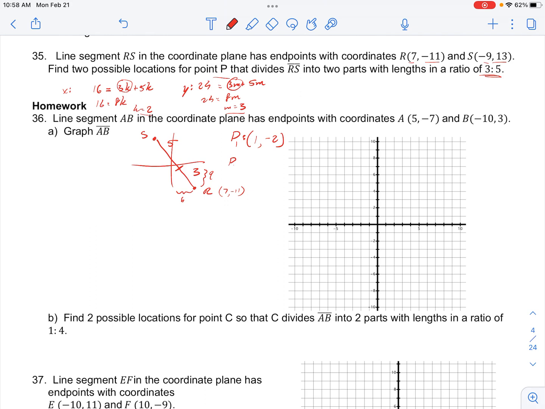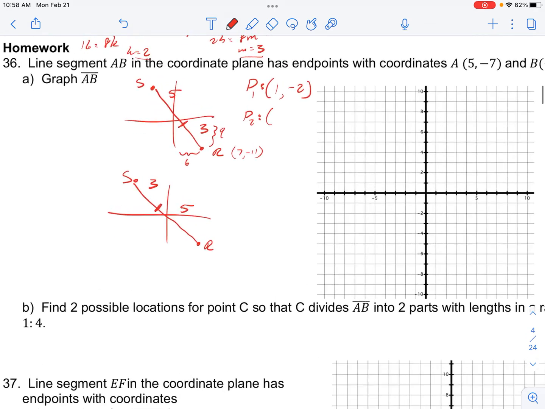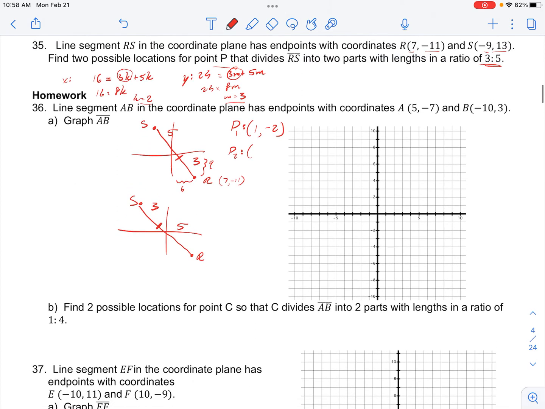Now solving for P2. P2 is the possibility where we have the same segment, R and S. But now we're going to partition this where the segment from R is 5 and the segment to S is 3. So doing the same thing over again.